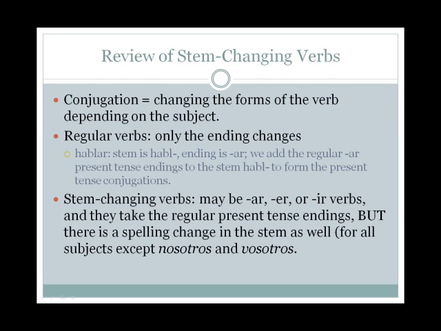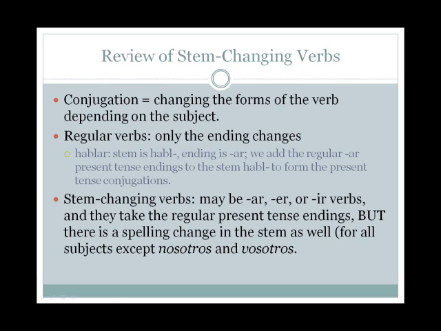As a review of stem-changing verbs from the present tense, first of all, remember that conjugation is the process of changing the forms of the verb depending on the subject of the sentence. When we're conjugating regular verbs, only the ending changes. For example, with the verb hablar, the stem is H-A-B-L and the ending is A-R. We add the regular A-R present tense endings to the stem, H-A-B-L, to form the present tense conjugations. So if we conjugate hablar in the present tense, it would be hablo, hablas, habla, hablamos, habláis, hablan.